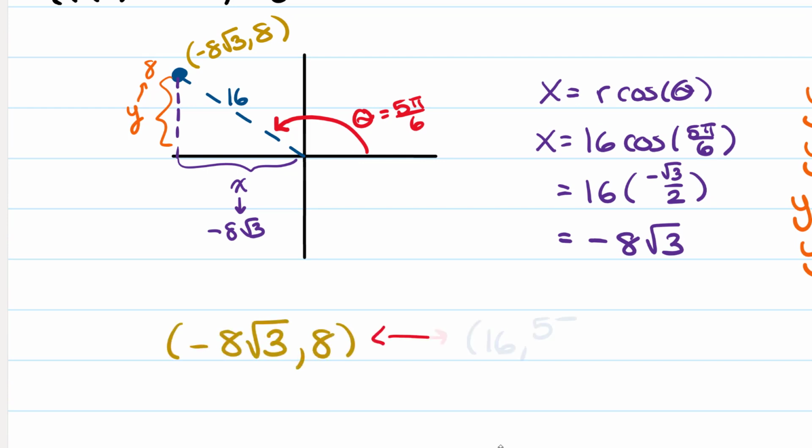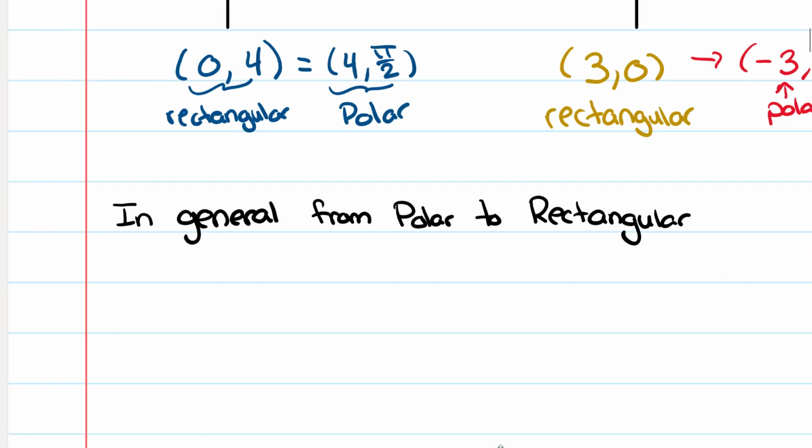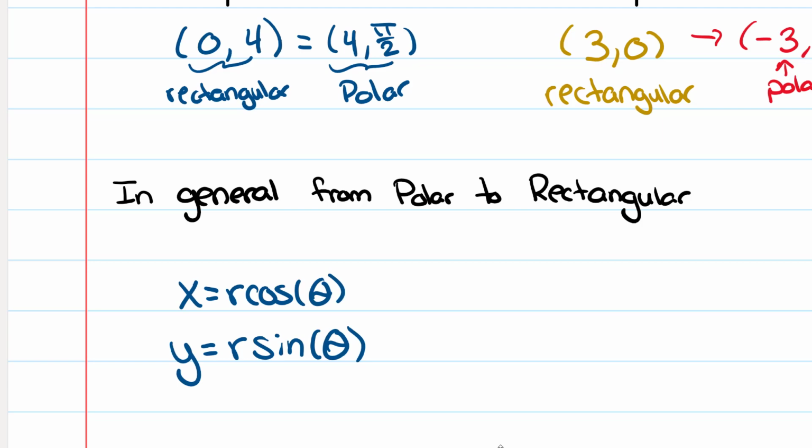And this is equal to (16, 5π/6), where this is my rectangular unit and this is my polar unit. These two coordinates represent the same exact point. So in general, if I want to convert polar units to rectangular units, I'm going to use these two equations: x equals r cosine theta and y equals r sine theta.